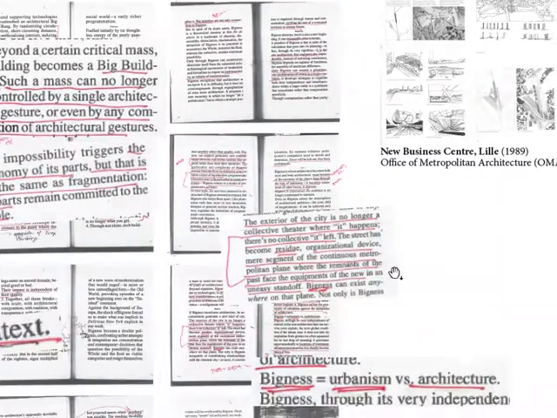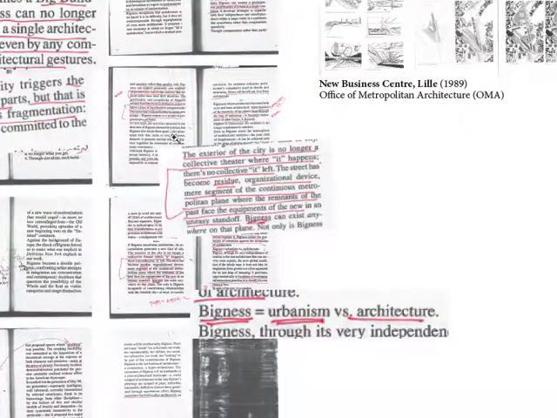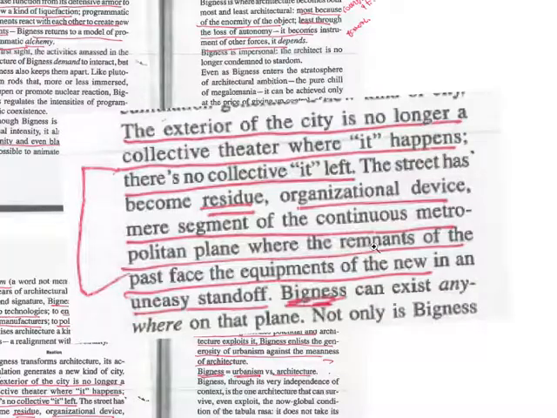Instead, what he says is that we should be focusing on these things as the city, or a system, pardon me. And so what happens is that the exterior of the city is no longer a collective theatre where it happens. There's no collective left. The street has become residue, an organisational device, a mere fragment of a continuous metropolitan plain where the remnants of the past face the equipment of the new in an uneasy standoff.